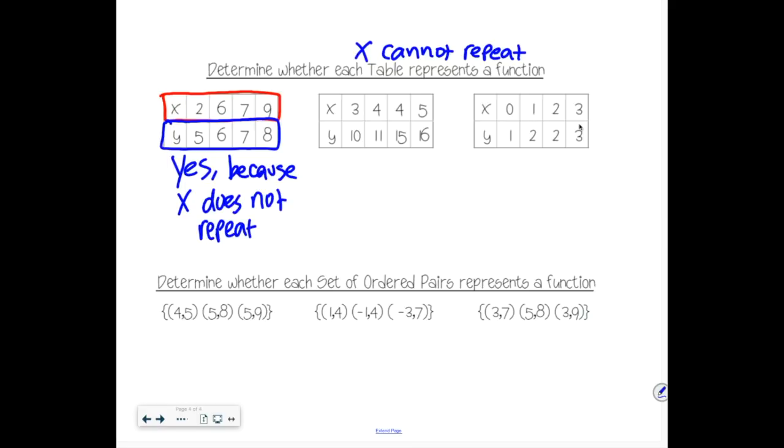So we're looking at our x categories. Here's the x category, here's the x category. In this second category, we see there's a 3, 4, 4, 5. And we have a repeating x, a 4, then a 4 again. 2 4s. We can't have that. So go ahead and circle those and say this is not a function because x repeats.